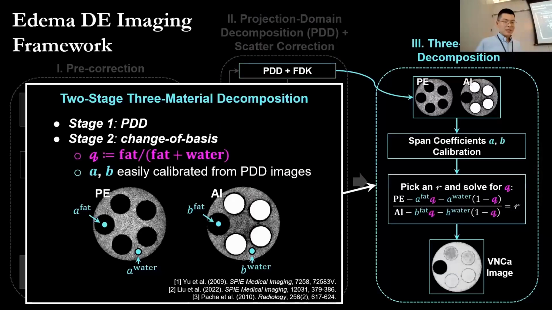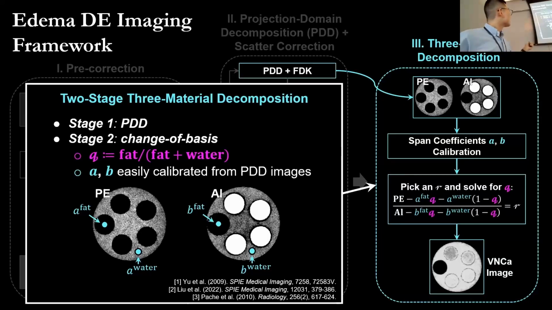So the last step is the material decomposition. Actually, we use a two-stage decomposition process. It was originally proposed by Dr. Li Feng at Mayo about 10 years ago. And we actually modified it a little bit earlier this year in SPIE to allow it to directly generate the virtual non-calcium image. So the main idea is like this.